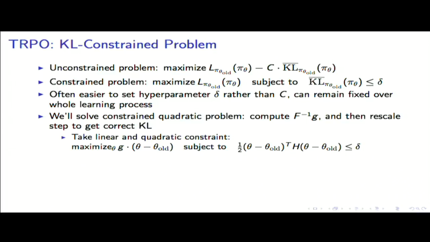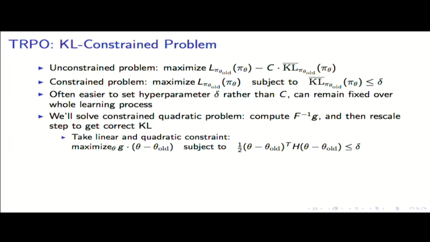But in the constrained formulation, you don't care about the scale of the rewards because that's just like a fixed constant in front of your objective. But you have a hard constraint, so you don't have to worry about how to weigh the objective versus the KL penalty term. So that's the main benefit of using the KL constraint.